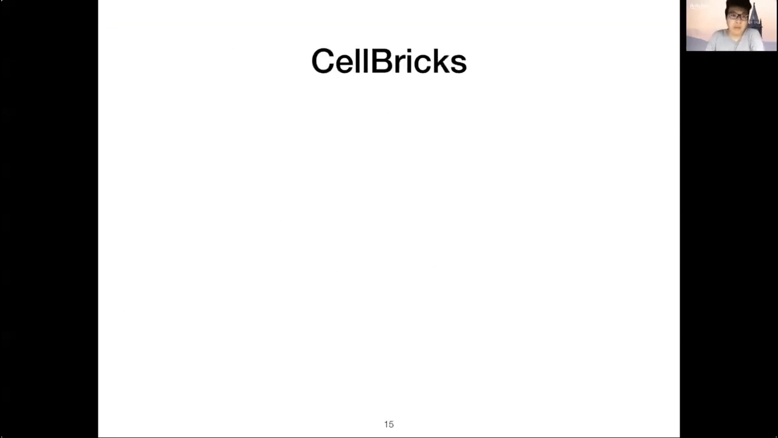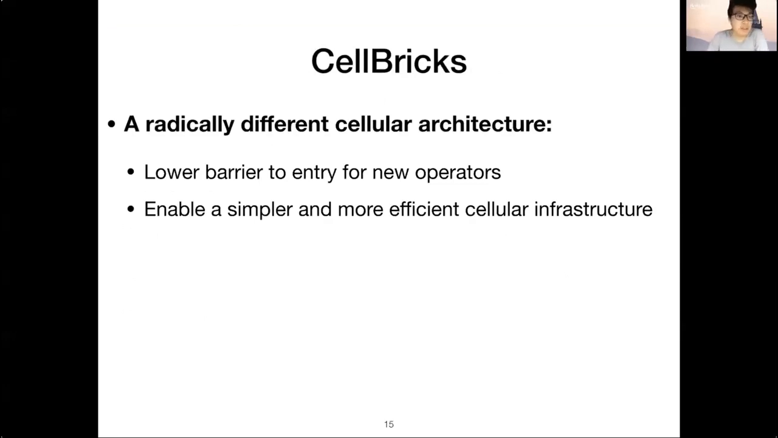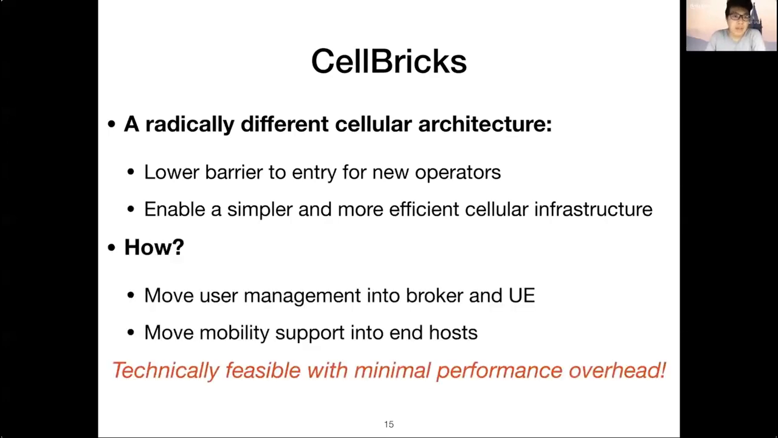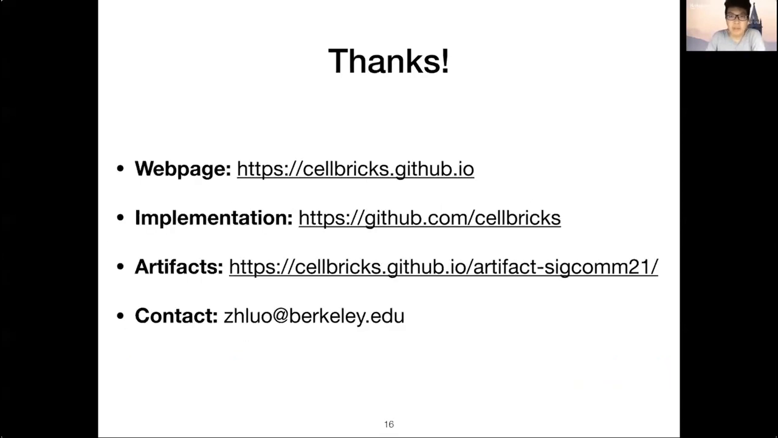To conclude, Celbrix is a radically different cellular architecture that lowers the barrier to entry for new operators and enables a simpler and more efficient cellular infrastructure. Celbrix achieved this by moving the support for user management like authentication and accounting out of the network into broker and user, and moving mobility support out of the network into end host. With our design and evaluation, we show that Celbrix is technically feasible with minimal performance overhead.